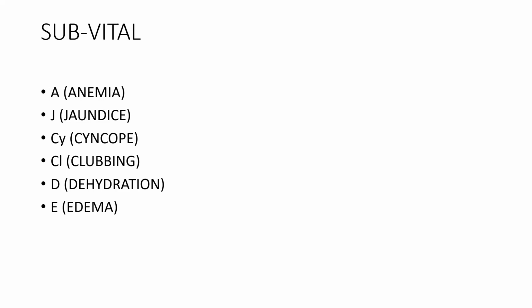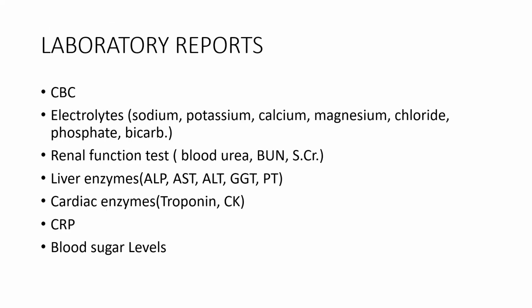So these are the acronyms with plus and minus signs: A for anemia, J for jaundice, CY for syncope, CL for clubbing, D for dehydration, and E for edema. Now come towards what follows after the subvitals and vitals: the physical examination and the medication history or past history.